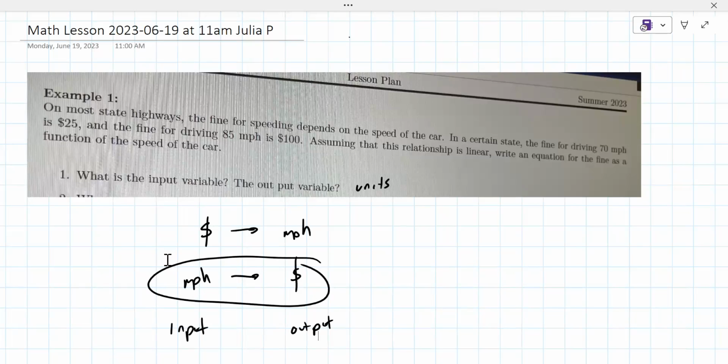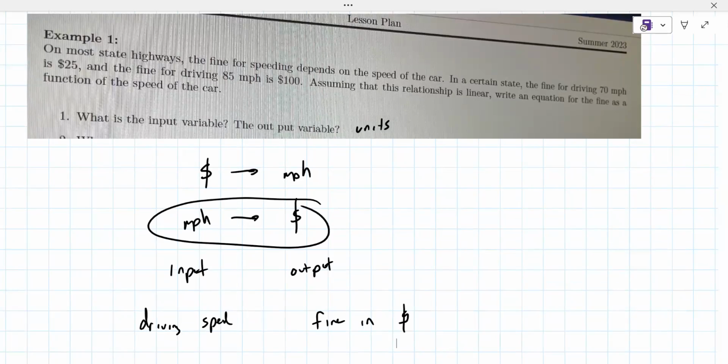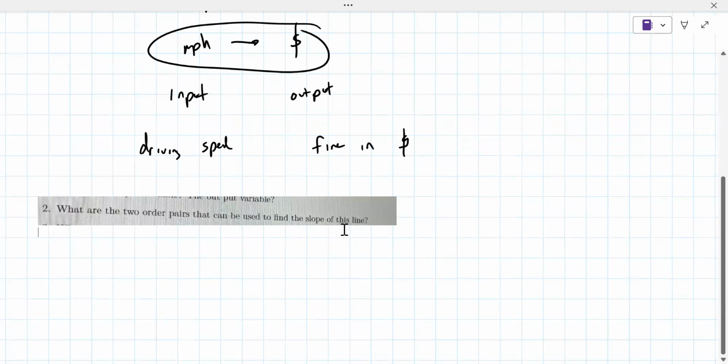Okay, so that's your answer. Miles per hour is the input, or the driving speed if you're trying to be more specific. And the output is the fine in dollars. Any questions on that before we move on to number 2 on the example? Okay. So it says, what 2 ordered pairs can be used to find the slope of the line?